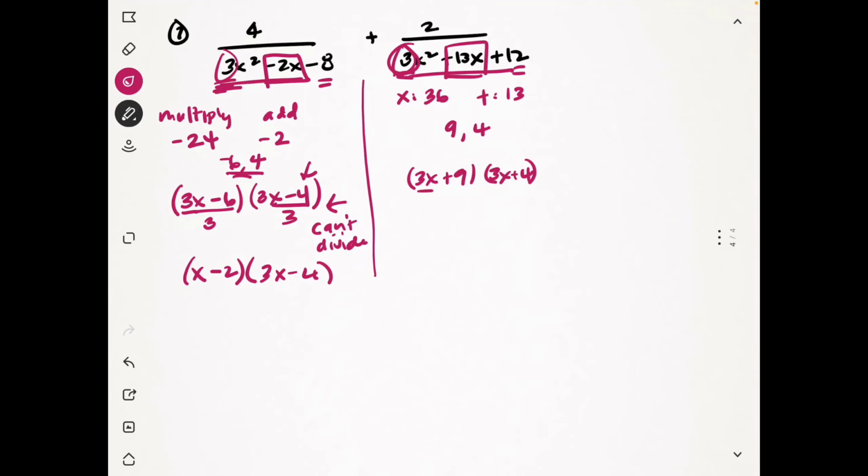All right, so let's see if we can divide. So 3 divided by 3 is 1. 9 divided by 3 is 3. So we have our 3 here. 3x divided by 3 is x. On this one, again, we can't divide that by 3. Oh, sorry, this should be a plus 4. I missed my signs. This is a positive 4. Okay, so we have 3x plus 4 because we cannot divide 4 by 3.